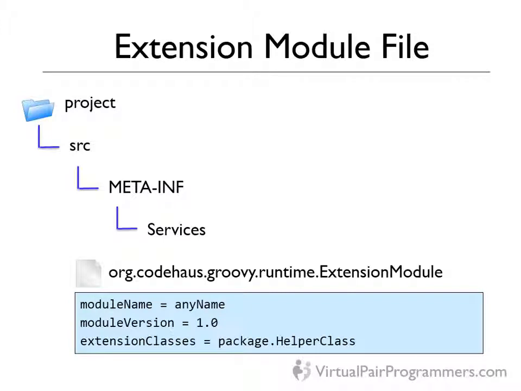The content of that file is 3 lines, and I've put the general syntax here. We have a module name, and that can be absolutely anything, a module version, and again, that can be set to anything we like. And then here's the important line, extensionClasses equals, and then the fully qualified name of our extension helper class. If we put it within a package structure, we'd need to include the package structure there.